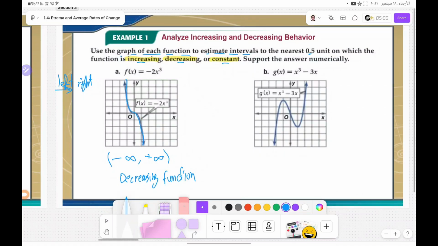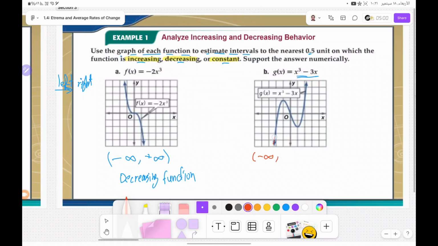If the function has different values, like this example here, x cubed minus 3x, now let's take the decreasing part. The decreasing is always from the highest to the lowest, so you just follow the function, starting from left to the right. If I follow the function from here, this one is an arrow going to the left forever, right? So I will start from negative infinity to where?